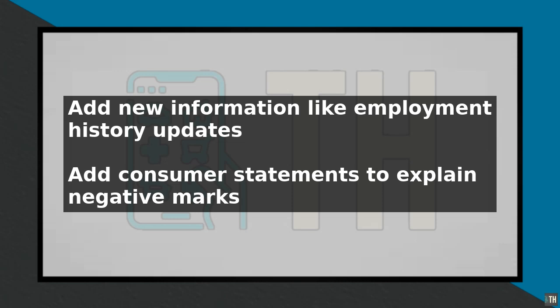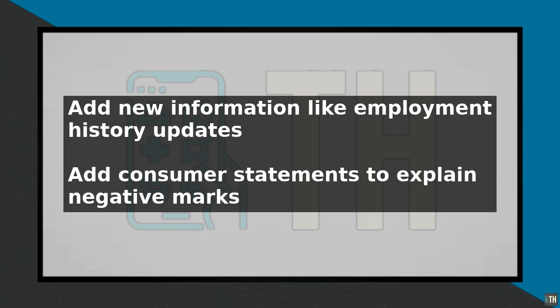In addition to disputing errors, you can also add new information to your credit report, such as a new employment history or a recently paid off debt. To do this, click on the Add New Information button and follow the prompts to submit your update request.